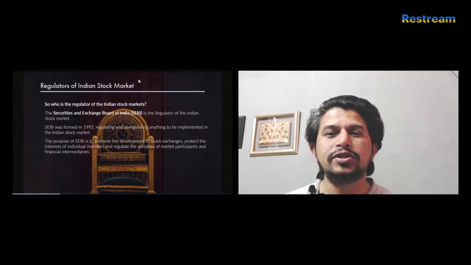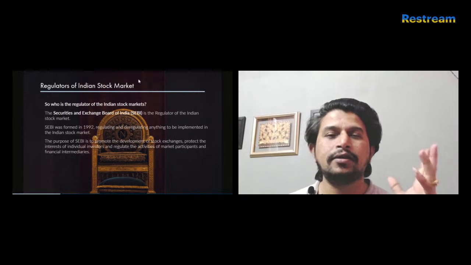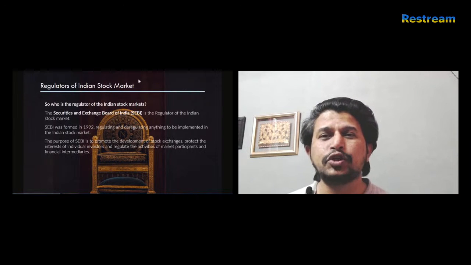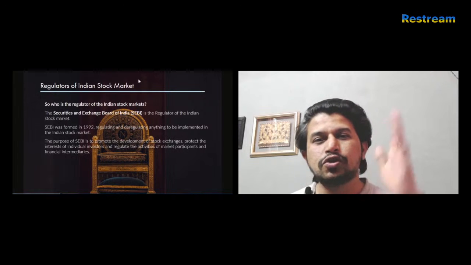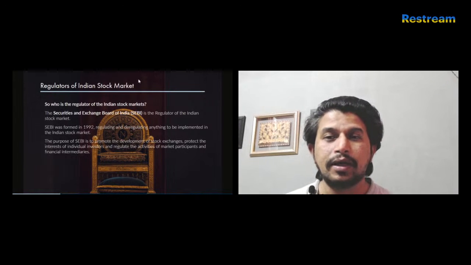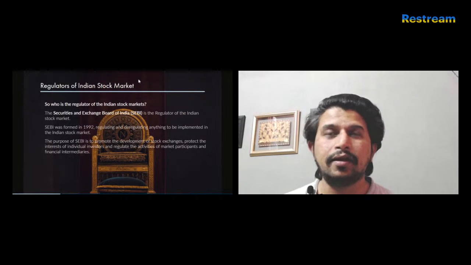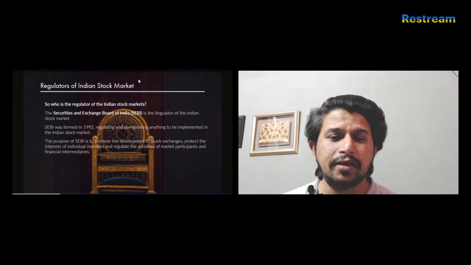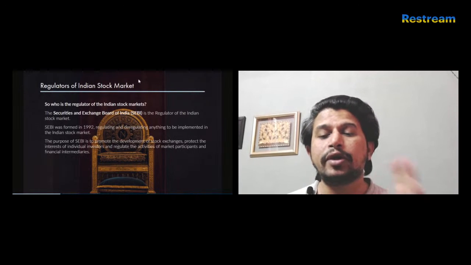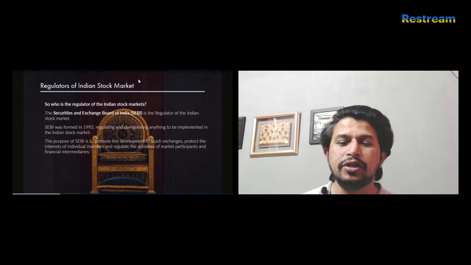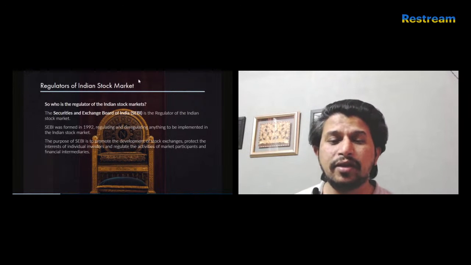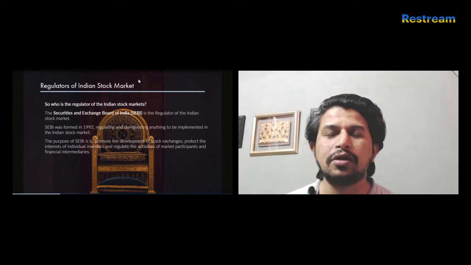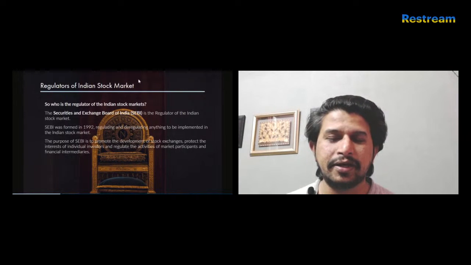If any news is coming out of Infosys or any other company, and someone buys about 1 lakh shares of Infosys, the price will just go up all of a sudden. However, that's called insider trading, and that is a fraud. That's the reason SEBI is there: to protect the interest of individual investors and to regulate the activities of market participants, functional and financial authorities and intermediaries.